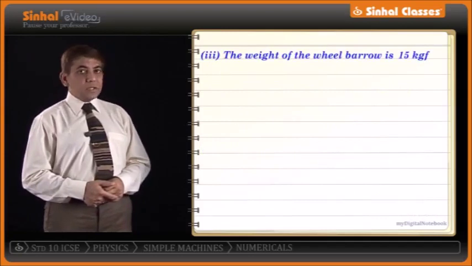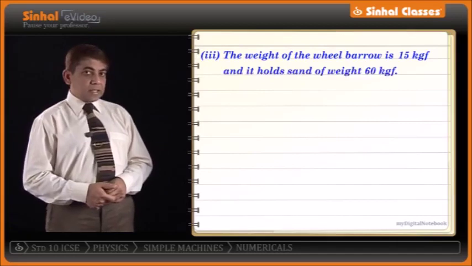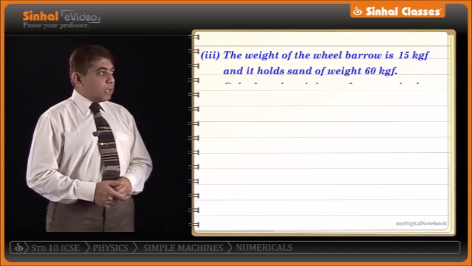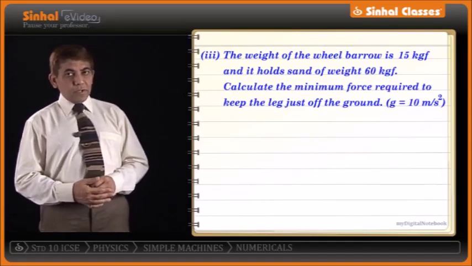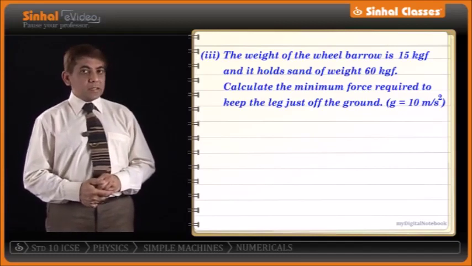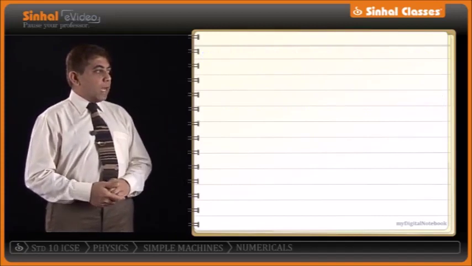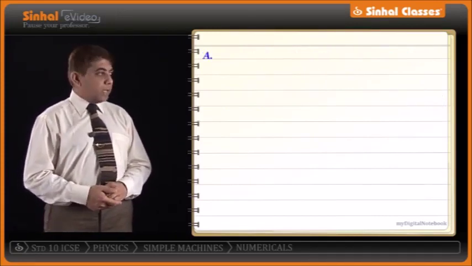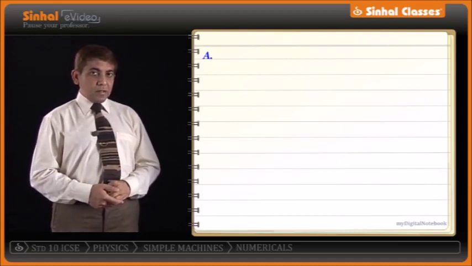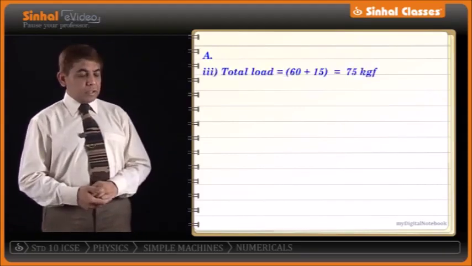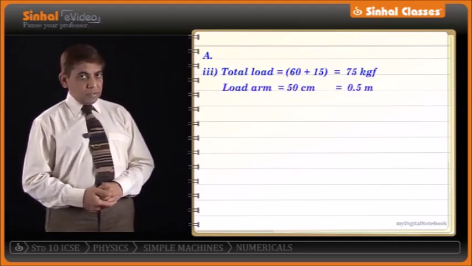The weight of the wheelbarrow is 15 kgf and it holds sand of weight 60 kgf. Calculate the minimum force required to keep the leg just off the ground, given acceleration due to gravity as 10 meter per second square. We have the total load as 60 plus 15, that is 75 kgf. We have the load arm distance, that is 50 centimeter. We convert it into meter, 0.5 meter. We have the effort arm as 150 centimeter, that is 1.5 meter.